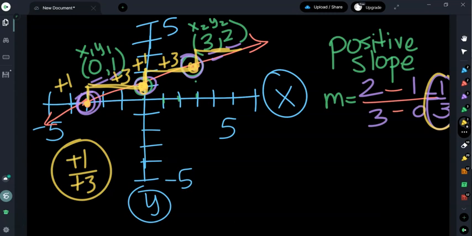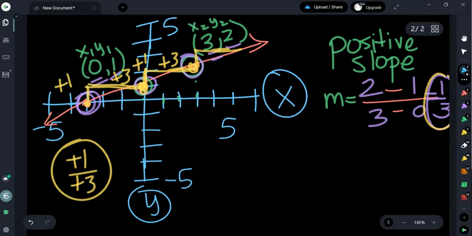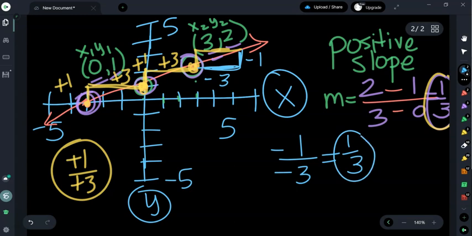Now, on the flip side of this, you could go right to left, but you have to go opposite. If you wanted to do your staircase opposite, you could do it this way. But now what am I doing? Down 1, left 3. Do you see why those are negative? I went down 1 and to the left 3. But what happens to a negative and a negative? Positive. Amazing, right? There we go. Same thing.